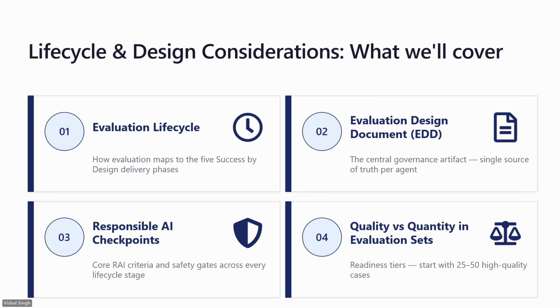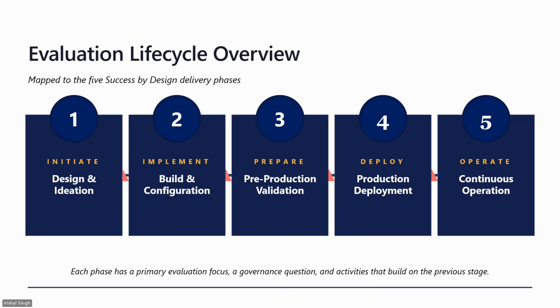So if you go to the next one. The 5 evaluation stages mapped onto the success by design, same delivery rhythm with evaluation added at every stage. So stage 1, design and ideation, which is under initiate. So the question: should we build this? We should ask, and how will we know if it works? Evaluation can't be retrofitted. Before any prompt or plugin, define what good looks like, assess the risk, tighter thresholds for agents touching financials or compliance, and open the EDD.